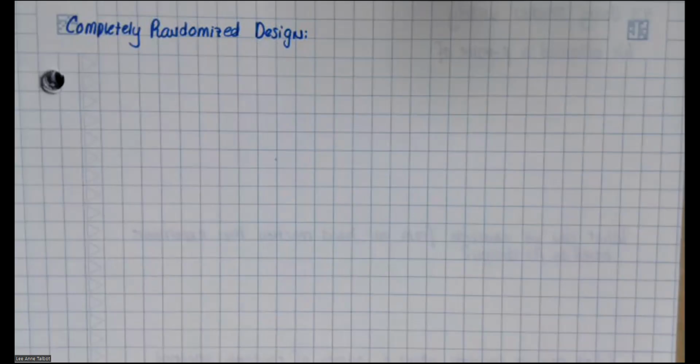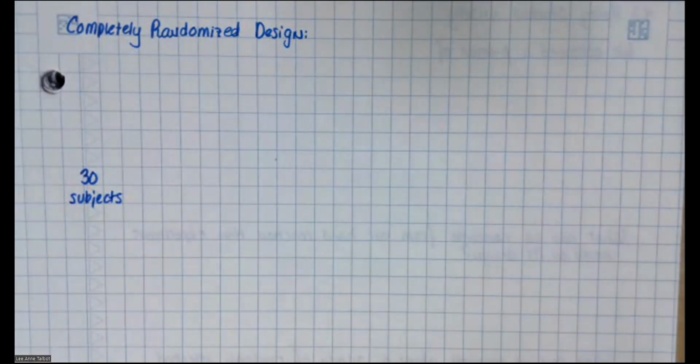Okay, so we're gonna have 30 subjects. So you're just gonna start your diagram over here. 30 subjects. Don't worry, it's not gonna shock you or anything. It's fun, I promise.